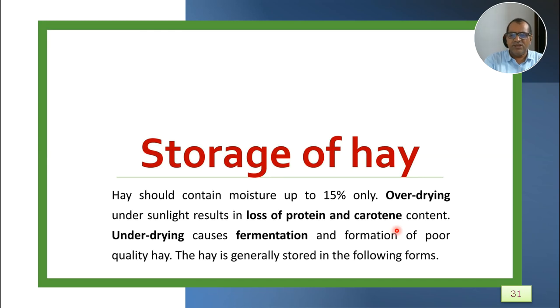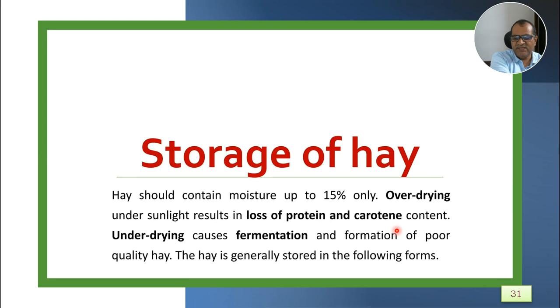Then the safe storage of the hay is another concern, because we always need to maintain the moisture content below 15%. Over drying under sunlight results in a lot of loss of protein and also carbohydrate and carotene, whereas under drying causes fermentation, just like in silage, and formation of poor quality hay.